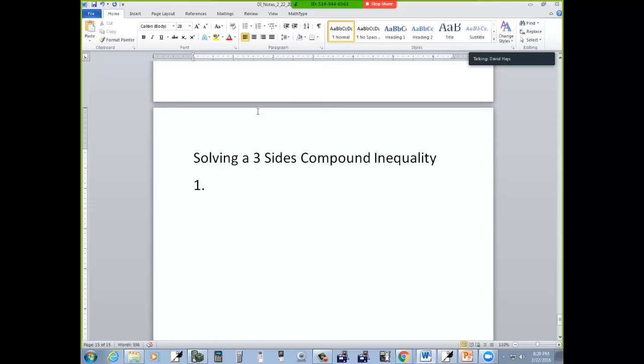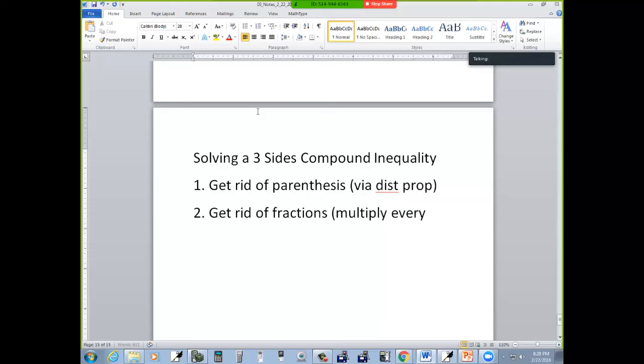Now, our first step. I'm not going to put down any more the note where you combine together like terms, combine together numbers. That's actually true throughout algebra. But our first step is to get rid of parentheses. And we do this via the distributive property. Now step 2, get rid of fractions. You multiply everything by the LCM of all the denominators.